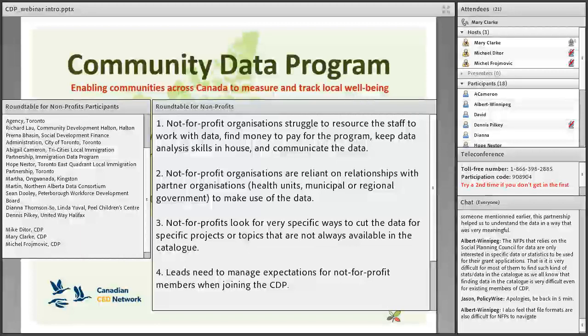Does anybody else have any examples of having to work around, with somebody looking for data, and having to do a workaround and help them understand what tables they can use?